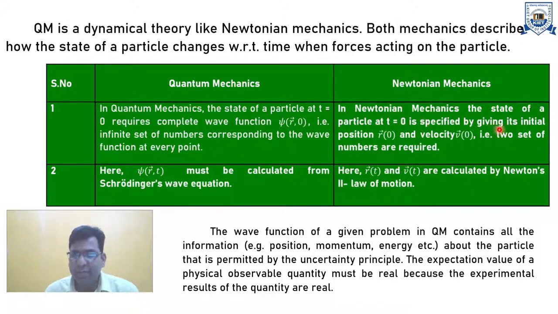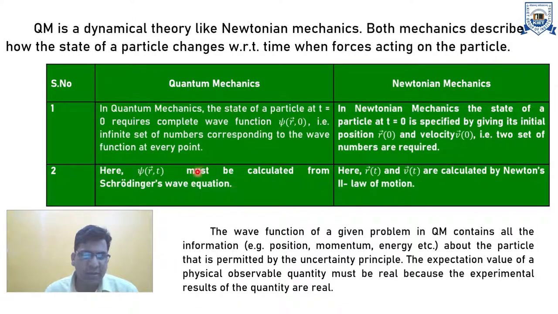But in Newtonian mechanics, the particle at t equal to 0 is specified by the given initial state, the position and velocity. Two sets of numbers are required, position as well as velocity. In quantum mechanics we have only the wave function at every point. Here, the wave function psi, represented by psi of r and t, must be calculated from the Schrodinger equation. These are the basic laws.